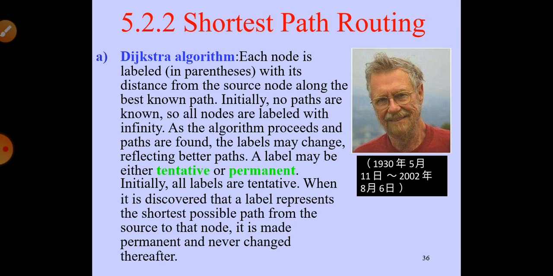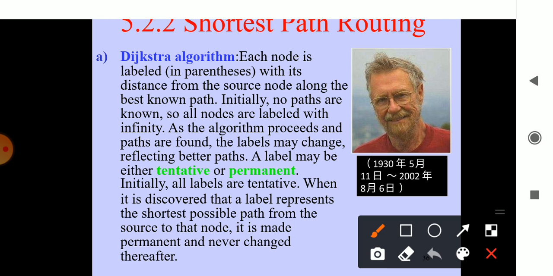So this shortest path routing is also called Dijkstra's algorithm. This algorithm is named after the person, Dijkstra, who developed it. It is said to be based on two points: tentative and permanent. Tentative is when a new connection comes into effect and I have to connect from one end to another end. It's a new connection, so it becomes tentative.